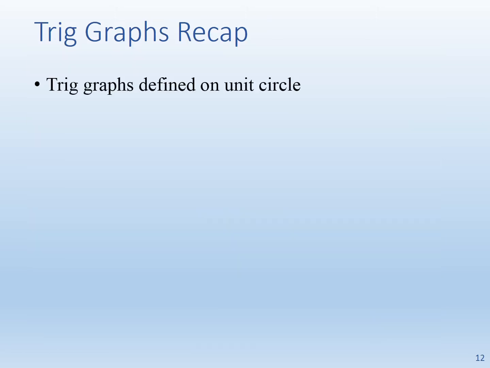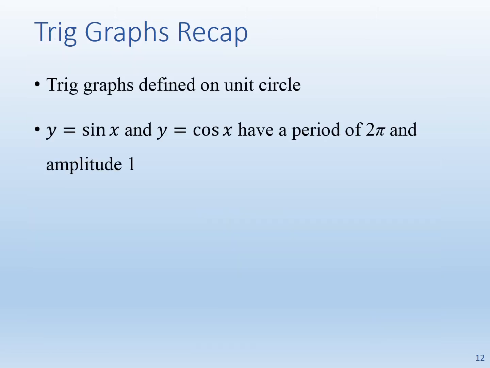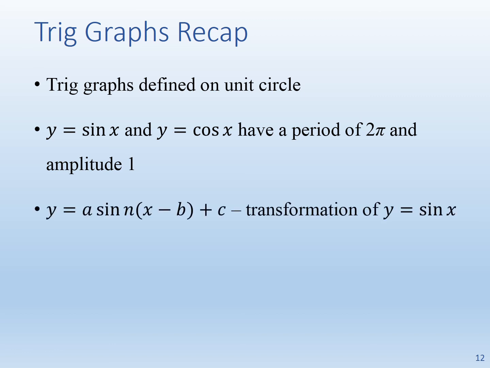We've seen how the trig functions are defined on the unit circle, and that the graphs of y equals sine x and cosine x have a period of 2 pi and an amplitude of 1. And we can obtain the graph of y equals a sine n times (x minus b) plus c as a transformation of the graph of y equals sine x. We've seen that tan x has a period of pi, and that it doesn't make any sense to talk about the amplitude of that function.